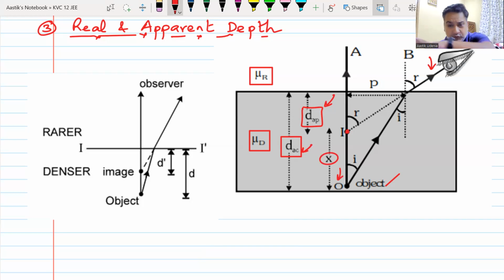Got my point? We don't have to look at the diagram. You just have to draw this simple thing. One is the object, this is the real depth and this is the apparent depth. Rest all is not important.